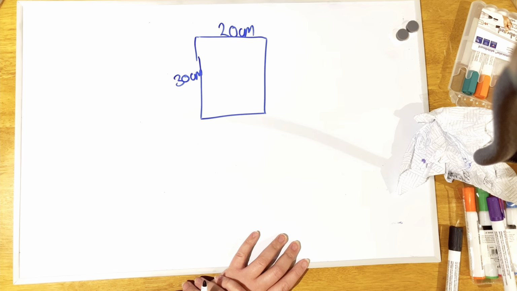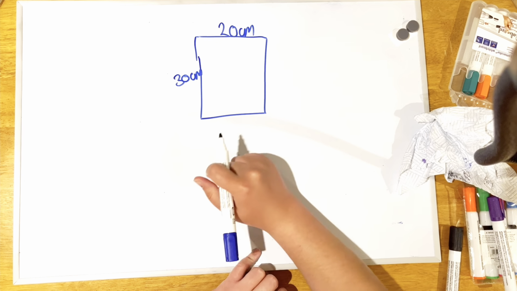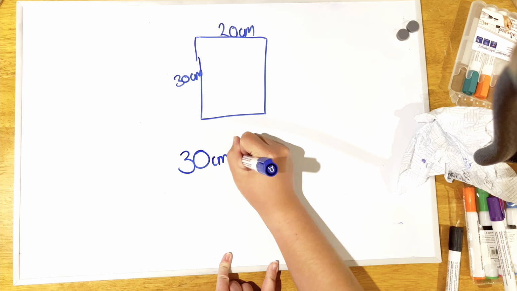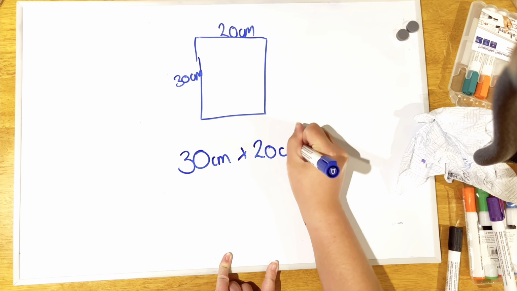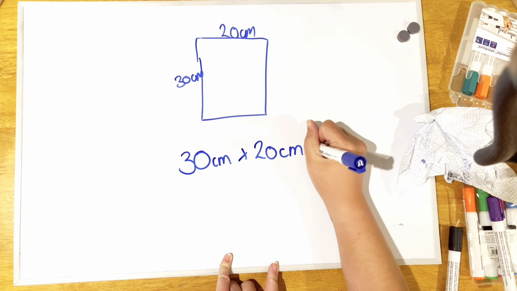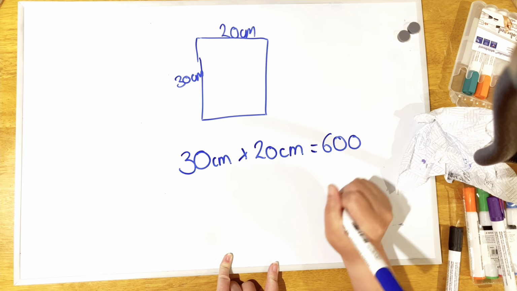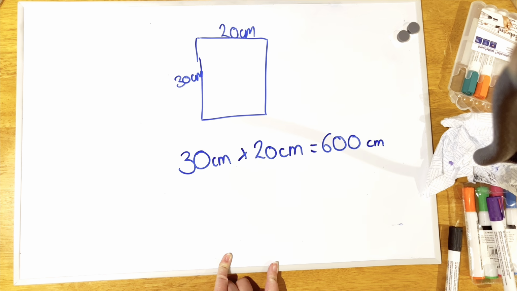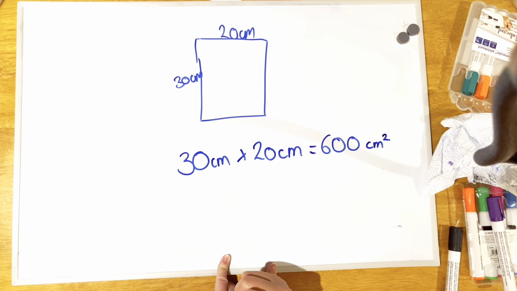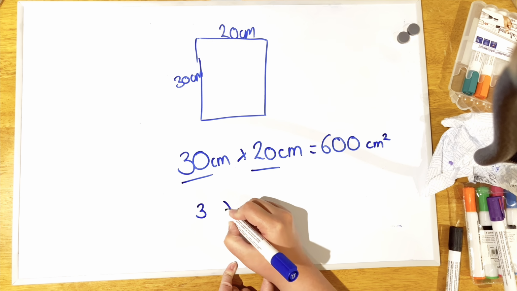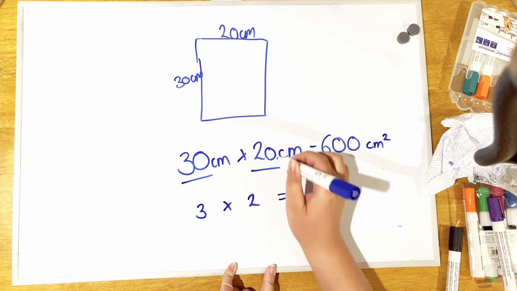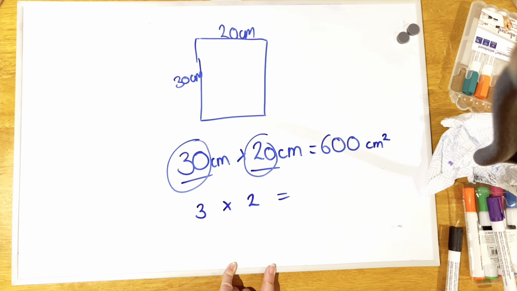Question 4, I want to work out this area. So again, my length times my width. So I'm going to do 30 centimetres times 20 centimetres, which is 600. Now what do I need to include? Centimetres, and then because it is area, squared. If 30 times 20 is a bit tricky, remember you can do 3 times 2 instead to begin with, okay? And then times your answer.